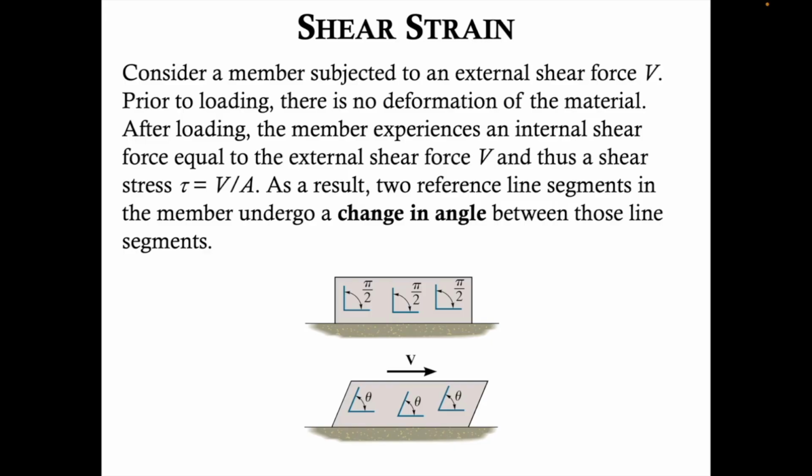Consider a member, shown below, subjected to an external shear force V. Prior to loading, there is no deformation of the material. After loading, the diagram on the bottom, the member experiences an internal shear force equal to the external shear force V, and thus a shear stress tau equals V over A. As a result, two reference line segments in the member undergo a change in angle between those line segments. Prior to loading, we have this scenario, this block fixed at the base. We have various line segments of reference, perpendicular line segments. After loading, after applying the shear force V, we see changes in the angles between those line segments.